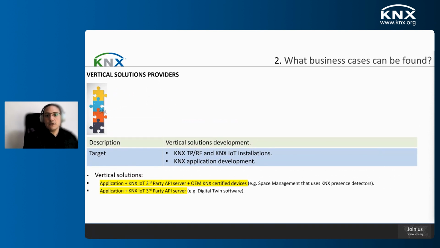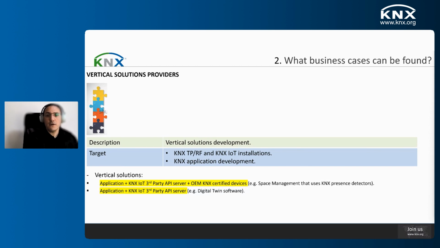Due to the vast possibilities found in the KNX development landscape, and thanks to the existing portfolio of certified devices, many of which are also offered as OEM, KNX becomes the perfect technology to create vertical solutions, using KNX IoT as the foundation for such solutions. Many companies that specialize in a specific niche, like for instance space management, find in KNX the perfect combination to offer holistic solutions. Some potential combinations: a company can offer an application plus the KNX IoT third-party API server plus the set of devices, either own or OEM, in order to offer a full vertical solution.